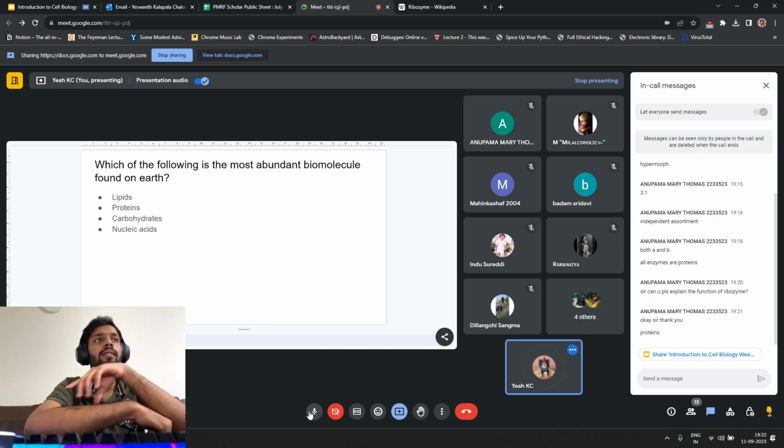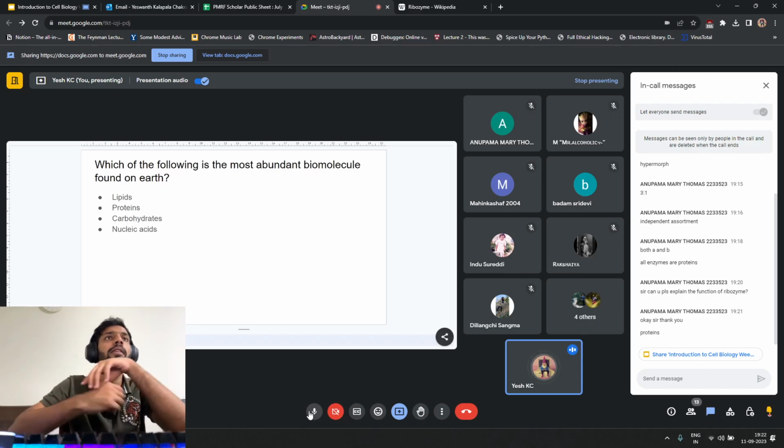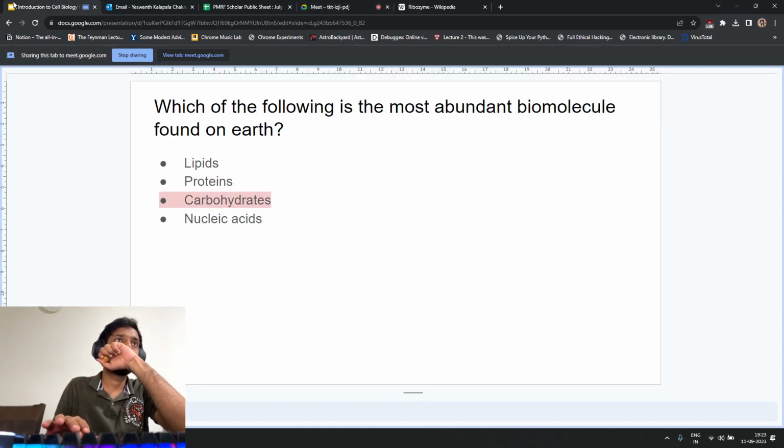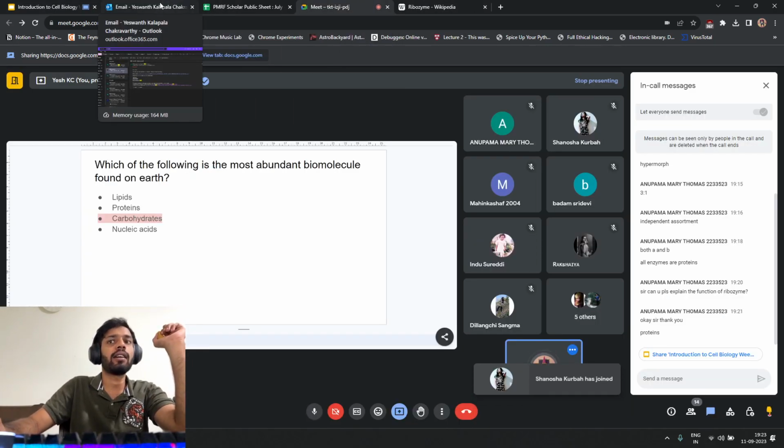Okay, proteins. It's not in fact proteins. So even though proteins are vast in number, carbohydrates really outnumber the proteins. Every living thing is made up of carbohydrates, like sugar molecules and so on. Even sugar is from living things. So carbohydrates are the most abundant biomolecule found on Earth, closely followed by lipids and proteins, but carbohydrates are the most abundant.